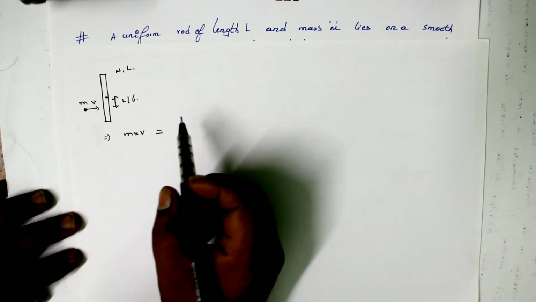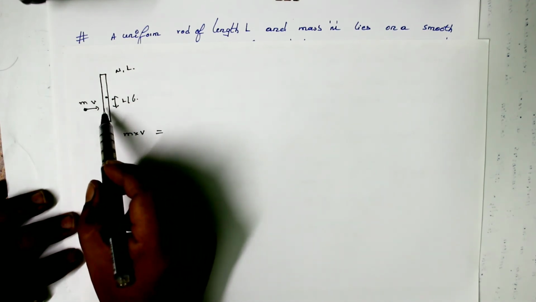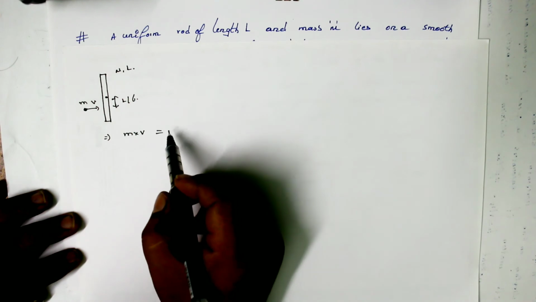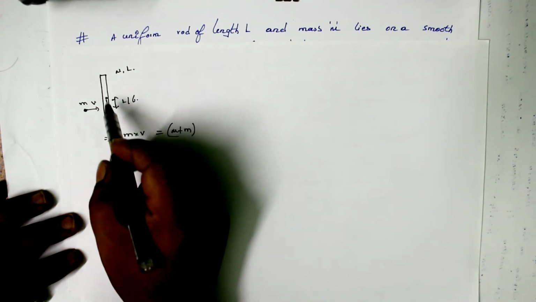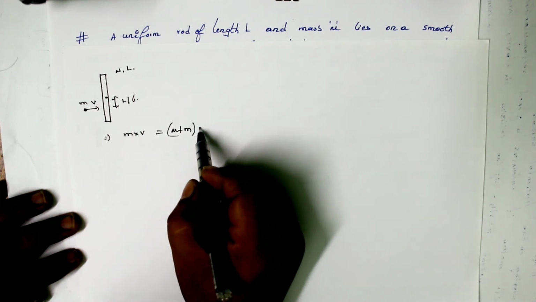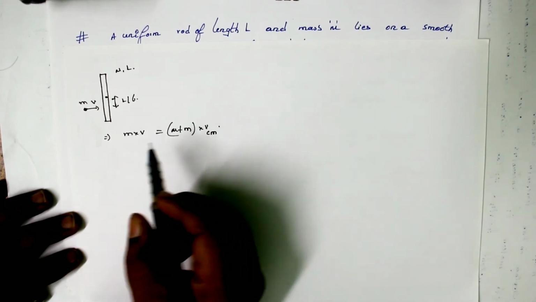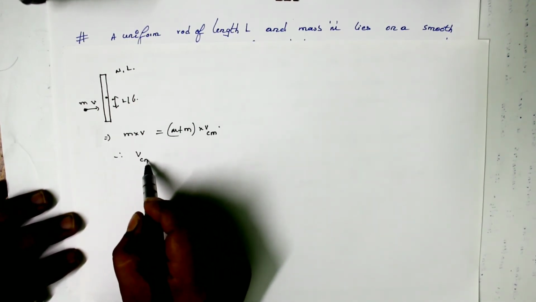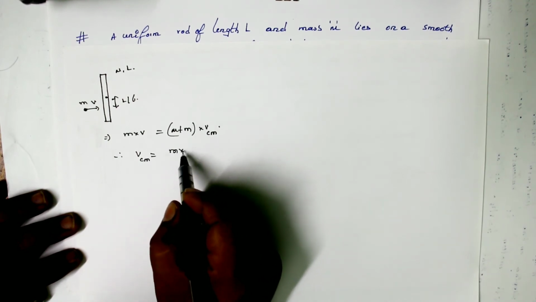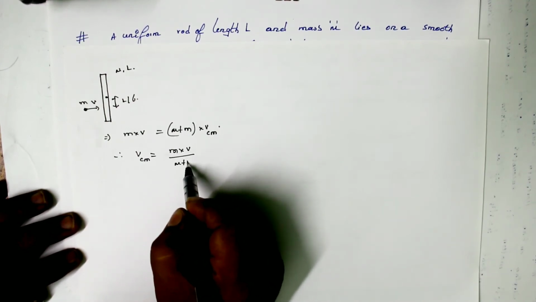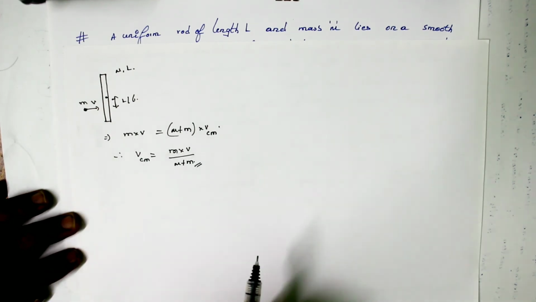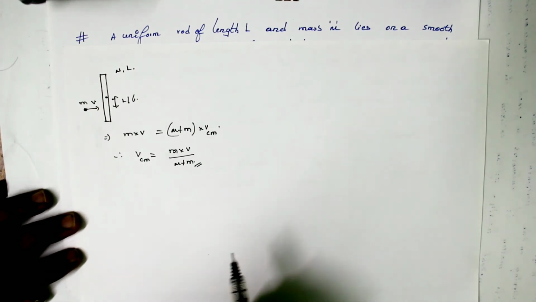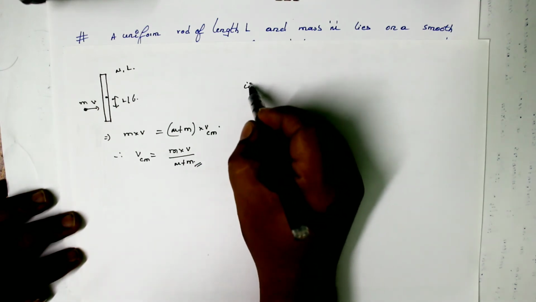Now after collision, this mass is attached to this bigger rod. So the total mass is m plus m, and the rod has a center of mass velocity called vcm. Therefore the velocity of the center of mass is equal to m into v divided by m plus m. This is the velocity of the center of mass of the rod with which it travels translationally.